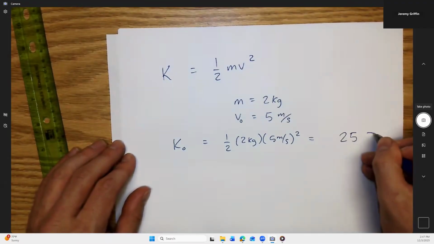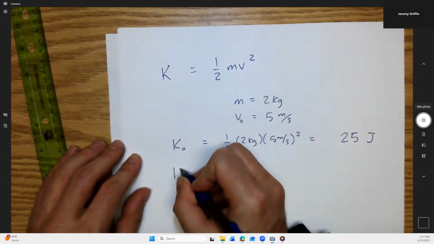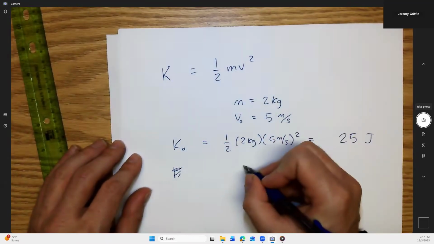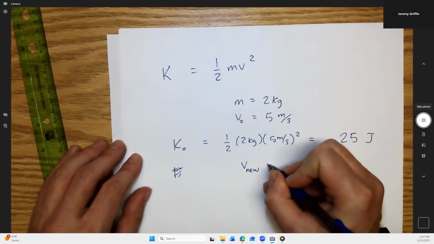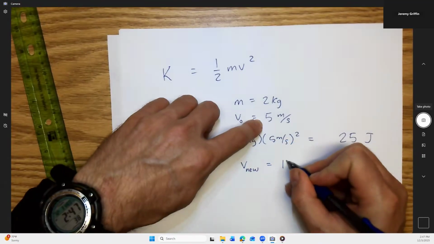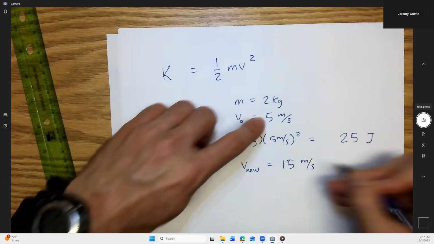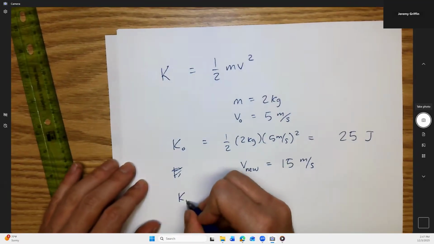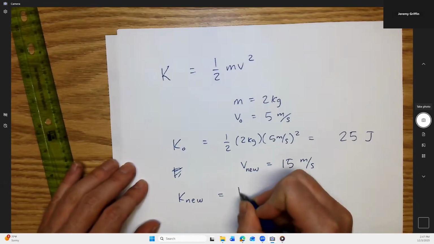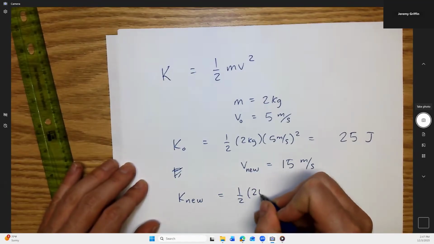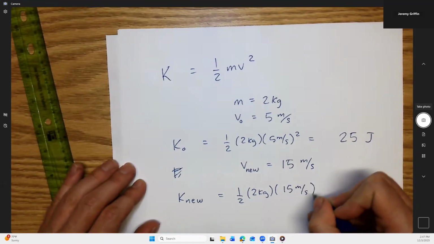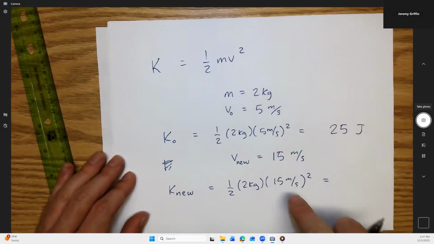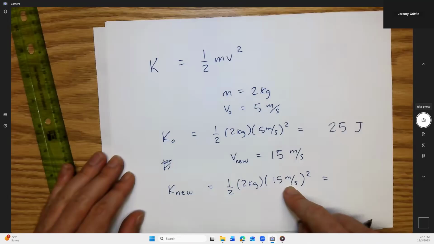25 joules. Right. Now, what if, let's get a new speed here. Let's keep the same math, but I'll say v new is triple that, 15 meters per second. Okay, you do that? So what is the new kinetic energy? Well, one-half, it's the same 2 kilogram vehicle. But now it's going 15 meters per second, and that speed's being squared. Well, 15 squared is like 225.